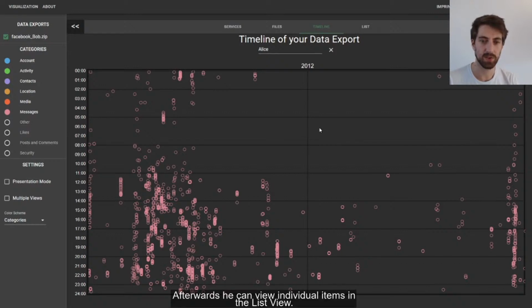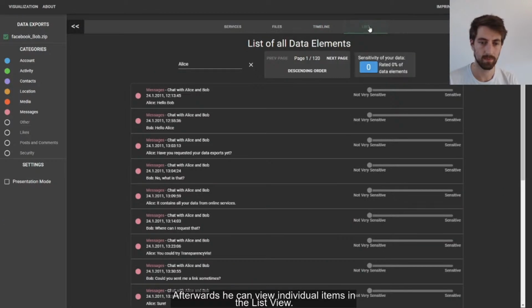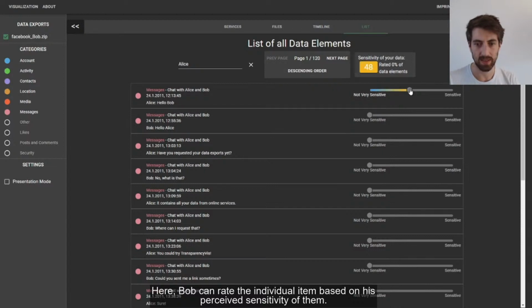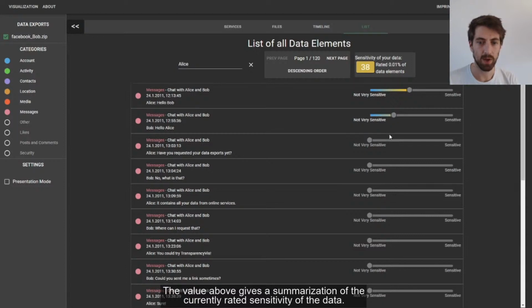Afterwards, he can view individual items in the list view. It contains all past data elements to allow users to inspect them in detail and to reflect on the personal value of the data. Here, Bob can rate the individual items based on his perceived sensitivity of them. The value above gives a summarization of the current rated sensitivity of the data.